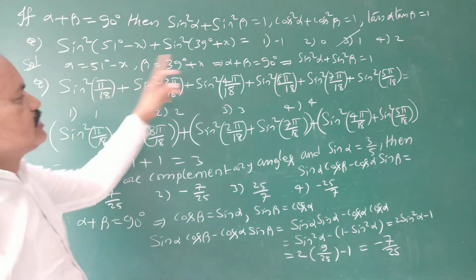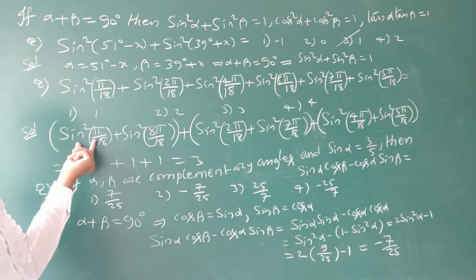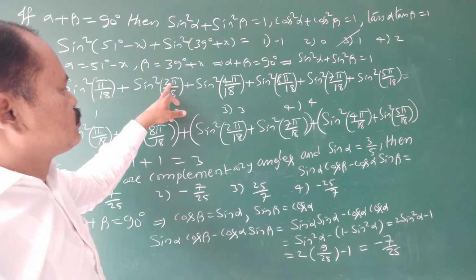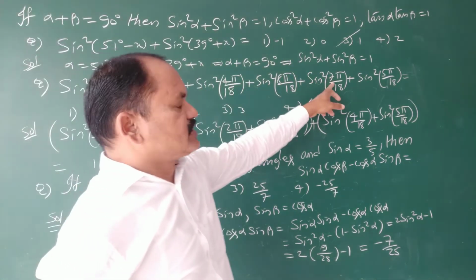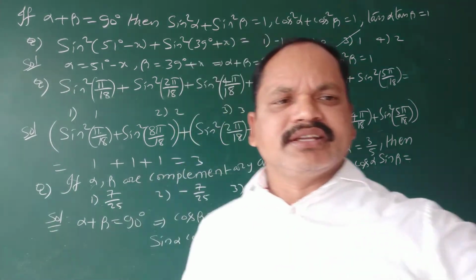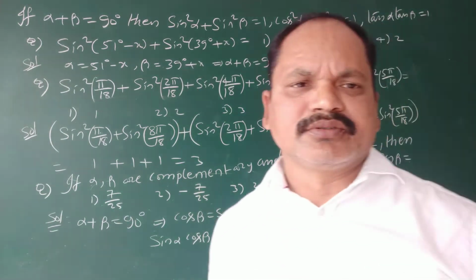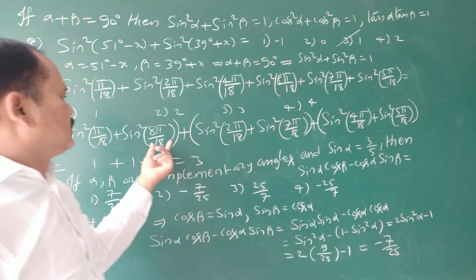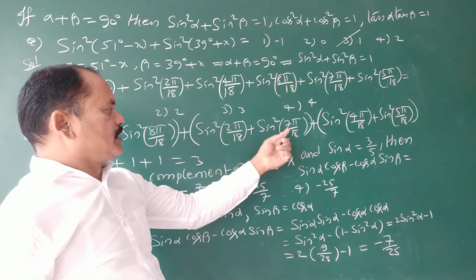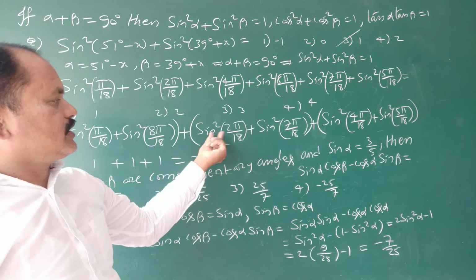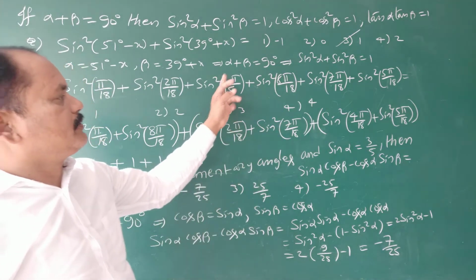That's why we keep these two in one bracket: sin square pi by 18 plus sin square 8 pi by 18. Again, sin square 2 pi by 18 plus sin square 7 pi by 18, since 2 pi by 18 plus 7 pi by 18 is pi by 2. That is kept in one bracket. That's why sin square alpha plus sin square beta is 1. Same for 4 pi by 18 and 5 pi by 18.